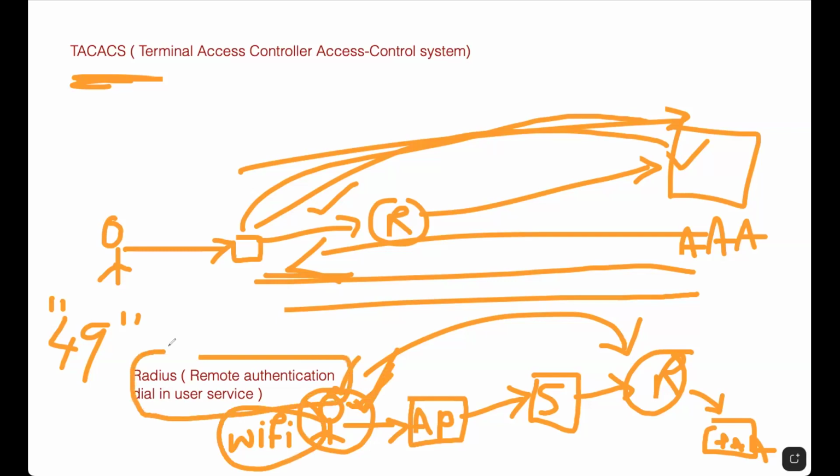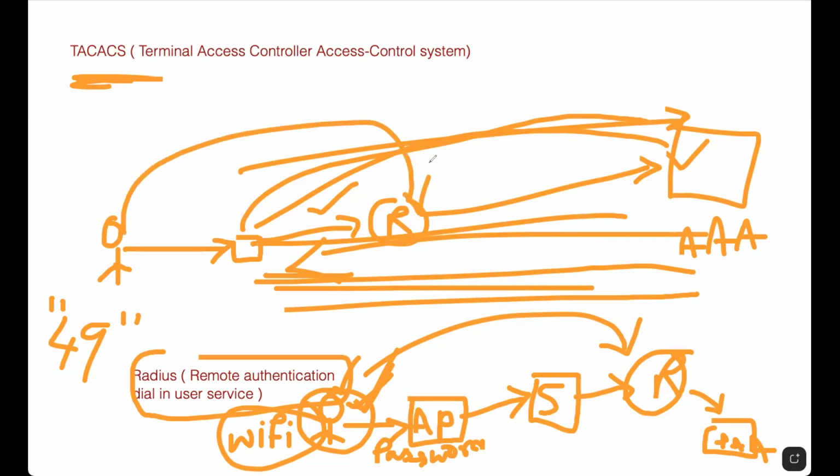Even though it's similar to AAA, here it is not end-to-end encrypted, meaning only the password will be encrypted. The username will not be encrypted with RADIUS. Only the password is encrypted, but with TACACS the entire payload is encrypted. TACACS is more for device administration. Let's say this user is trying to log into the router and make some actions on the router. In that case, the TACACS protocol will be mostly used, whereas RADIUS is more for the end user trying to access our Wi-Fi through the access point, trying to get onto our SSID.